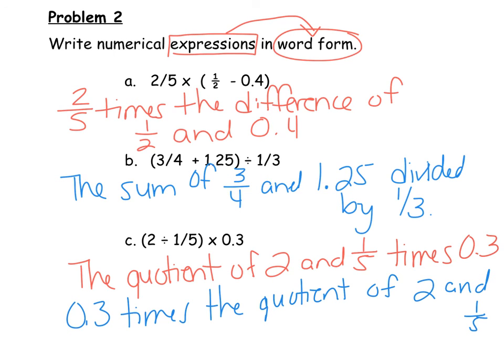1/5. And the only reason I can put the multiplication either at the end or at the beginning is because with multiplication, order doesn't matter. However, when I have my quotient, I still have the 2 as my dividend and the 1/5 as my divisor. So the order stayed the same as listed in the expression. Make sure you wrote all of the word forms that are shown on your screen.